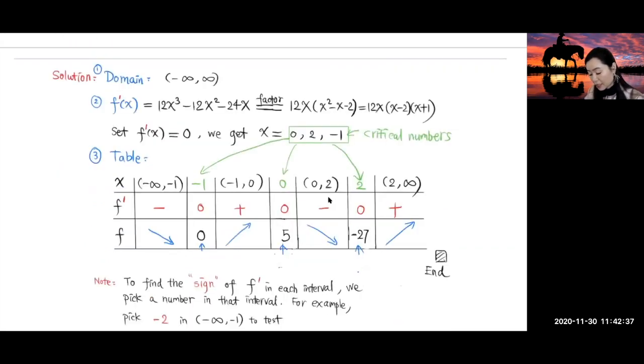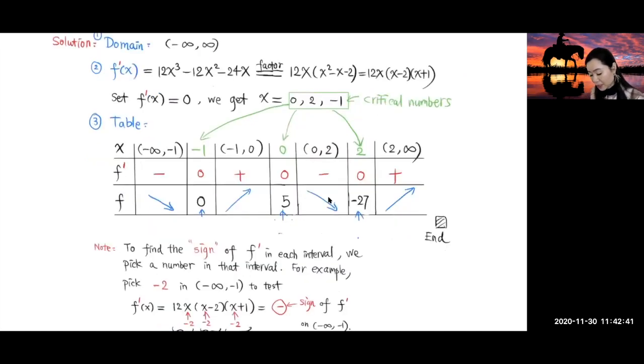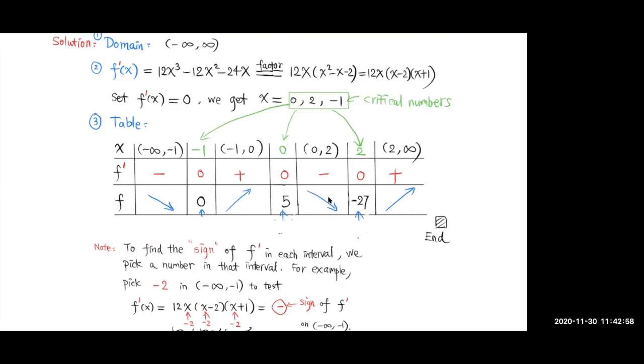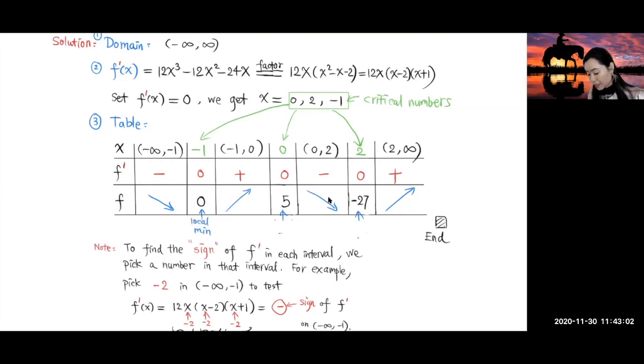Okay. So this table answers the local max and local min. Now see, this function is decreasing on the left, increasing on the right. So this function value here, is it a local max or local min? Minimum. Local minimum. Okay. So local min. Increasing on the left, decreasing on the right.